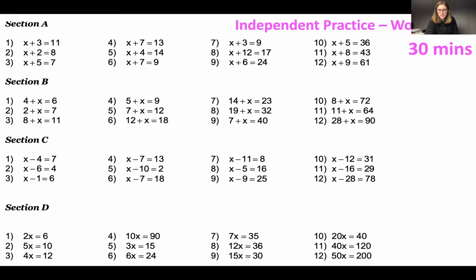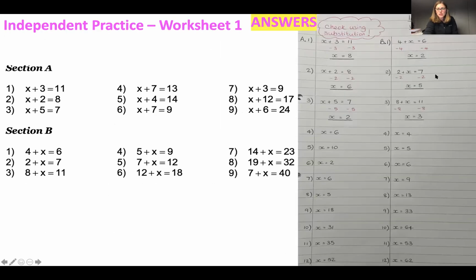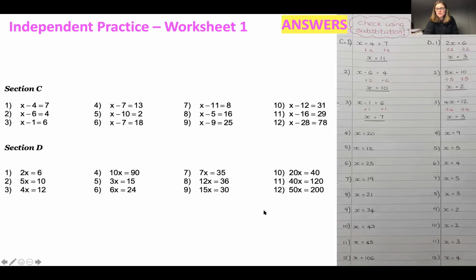Okay, you're going to time yourself now. You're working independently. When you have finished your 30 minutes on this sheet, you're going to mark it. Okay, and not all of you will get onto the extension sheet. That's fine too. So you're going to have the answers to section A and B, which I've written out for you. The first 3, I've shown you the method. The rest, I've just given you the answer. And sections C and D, again, the first 3, I've shown you the method, and then I've just given you the answers.